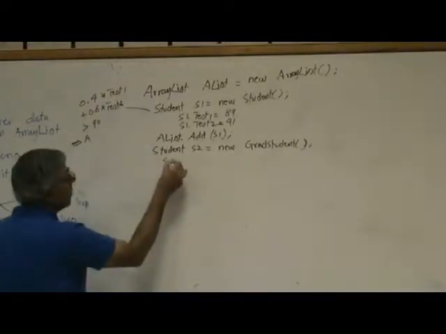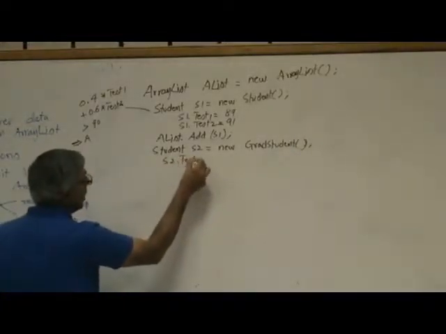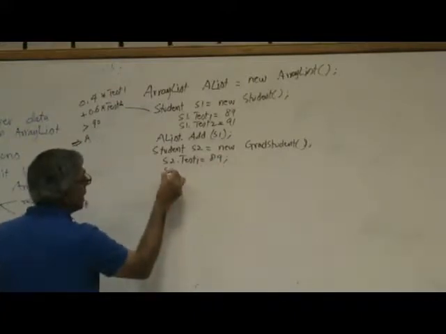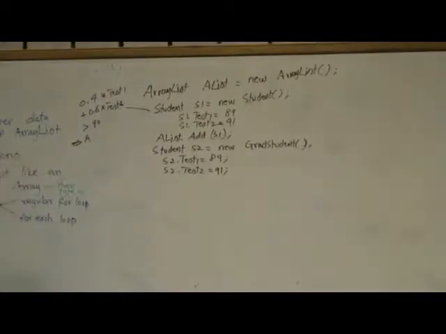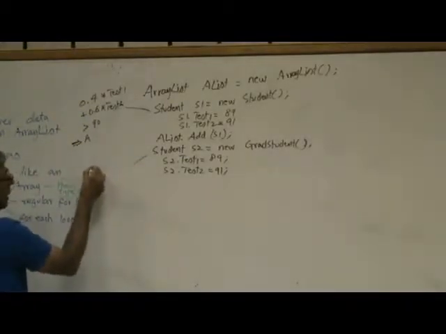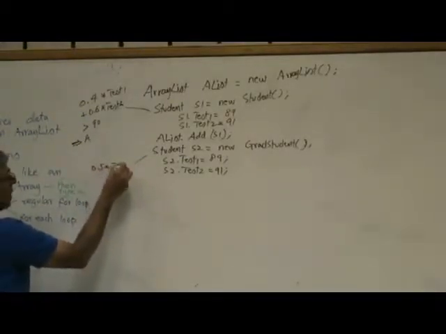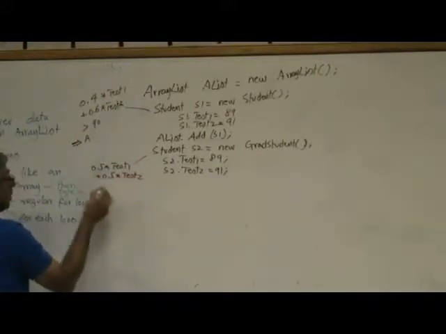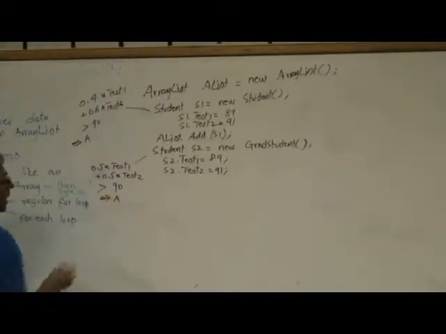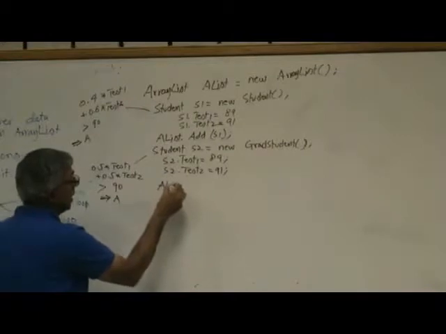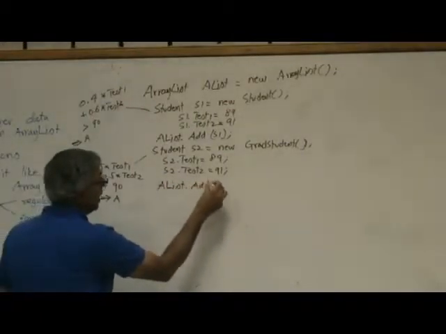Now we create one more student, S2 equal to new grad student. Okay. We do S2 dot test1 also 89, S2 dot test2 also 91. Okay, and let's pretend for the grad student it's 0.5 times test1 plus 0.5 times test2. And if this weighted average is greater than 90, then the student will get an A grade. Otherwise A minus. Okay, and so on. So now let's do list dot add S2.